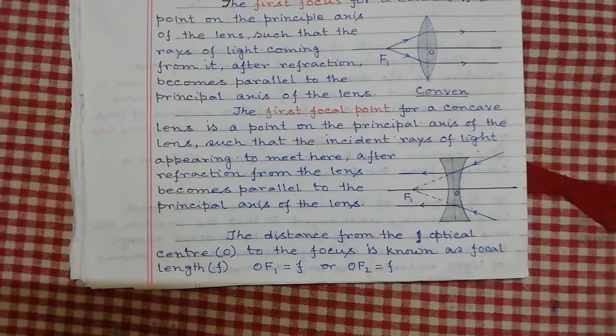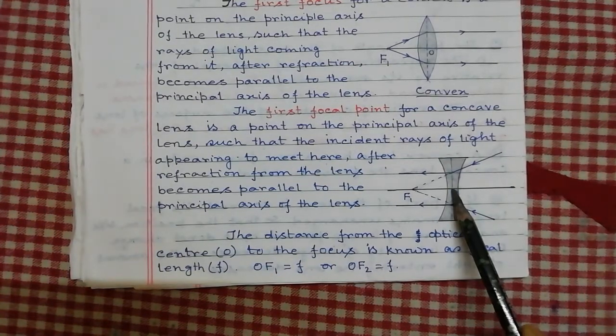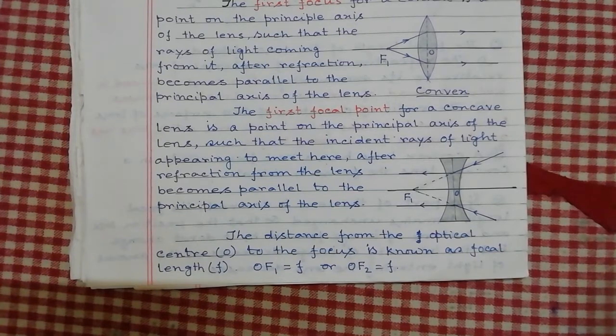That means for the convex lens, both foci, first and second, are real, but for the concave lens, both foci are virtual. Now, this is the optical center. All distances for the lens are measured from the optical center, and the distance of the focus from the optical center is known as the focal distance. If the curvature of both surfaces remains the same, then the first focal length and the second focal length are equal. Thank you.